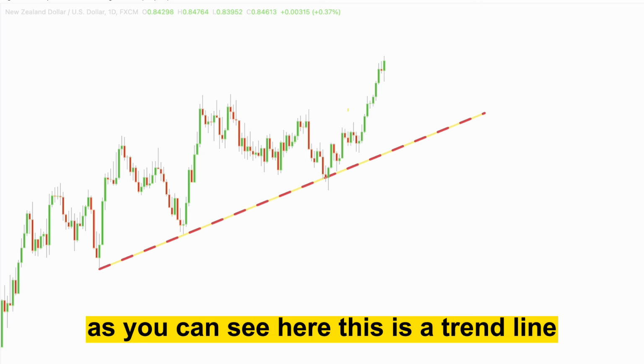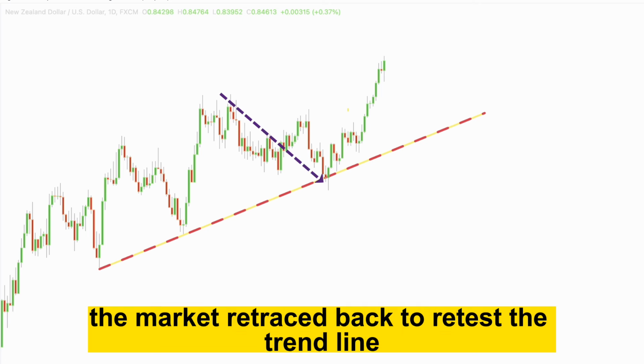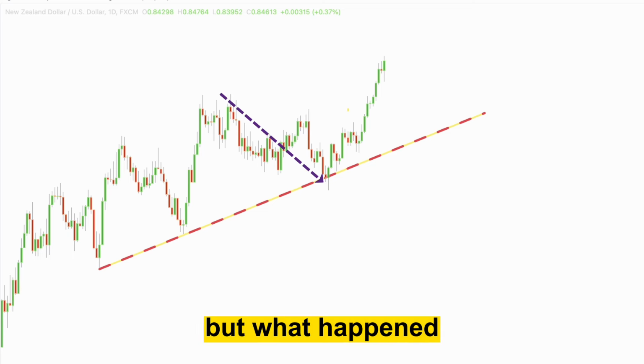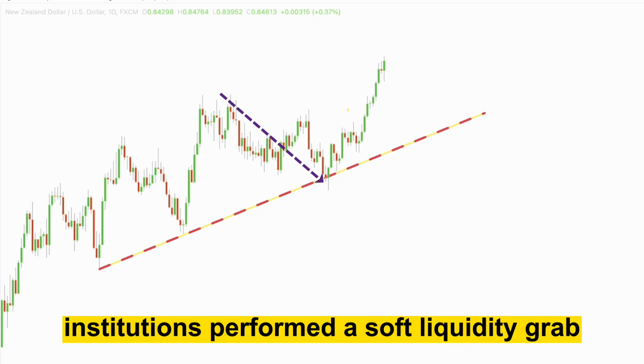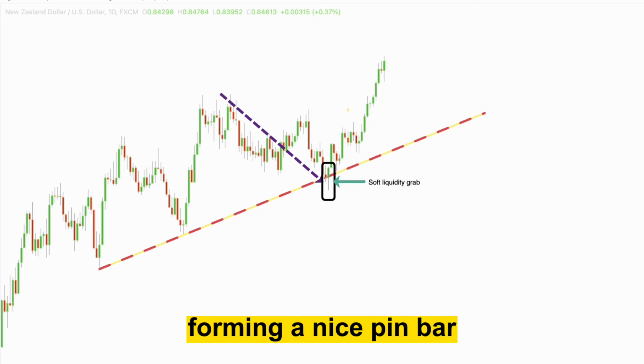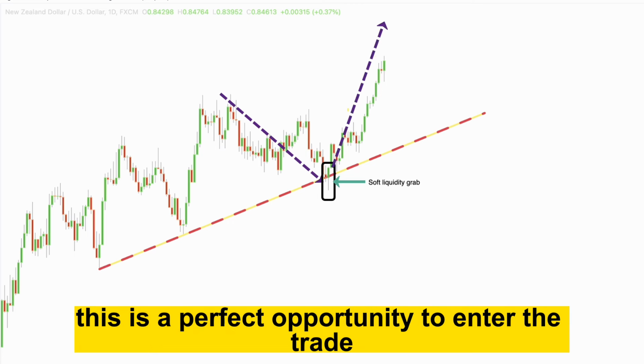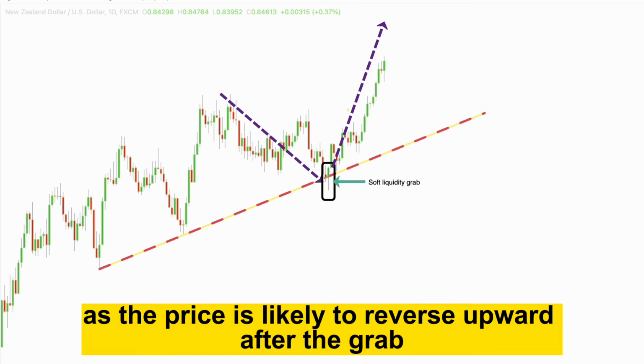Let me show you how this works. As you can see here, this is a trend line. The market retraced back to retest the trend line. But what happened? Institutions performed a soft liquidity grab, forming a nice pin bar. This is a perfect opportunity to enter the trade, as the price is likely to reverse upward after the grab.